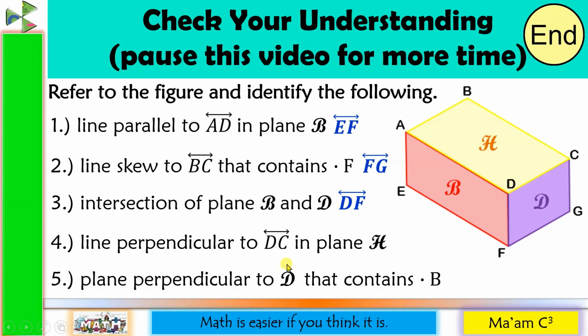Number 4, line perpendicular to DC in plane H. So let us look for DC. Here is DC. Let us look for a line perpendicular to DC that is on plane H. So that would be line AD, and it could also be line BC. Last one, plane perpendicular to D that contains point B. So here is plane D. Let us look for a plane perpendicular to plane D that contains point B. So that would be plane H.